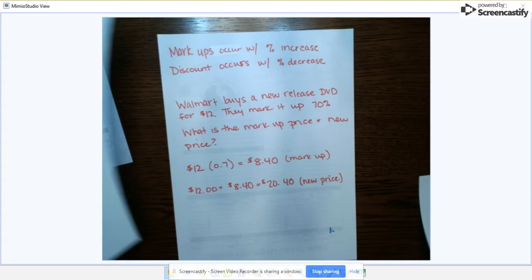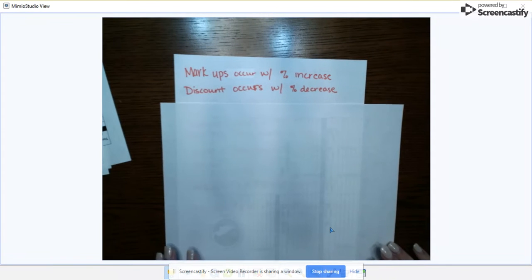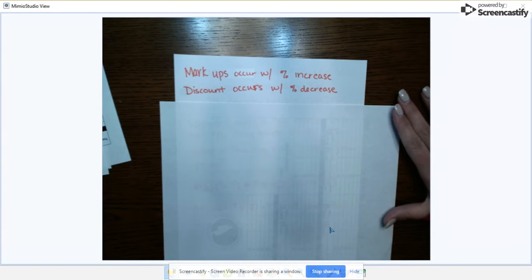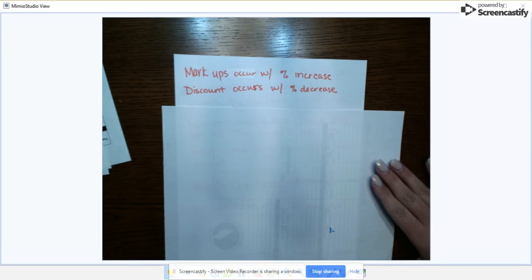Along with percent change, we have what we call markups and discounts. Anytime you have a percent increase, that's what we're going to consider a markup. And if you have a discount, that deals with a percent decrease. So we'll look at two different scenarios that cover both of these.